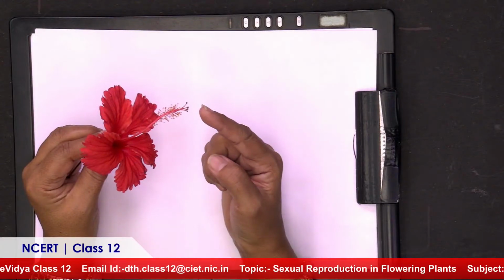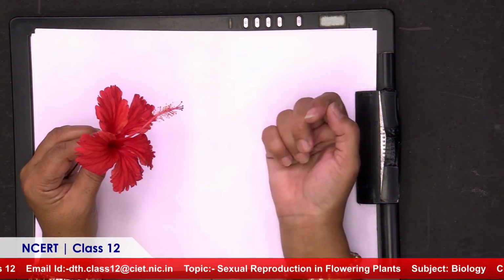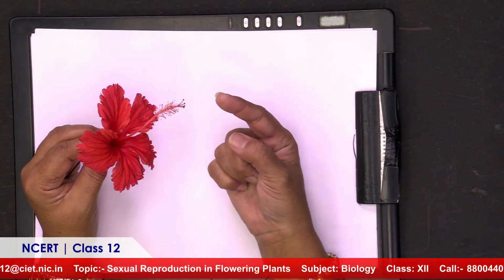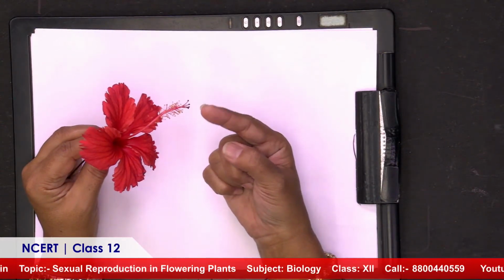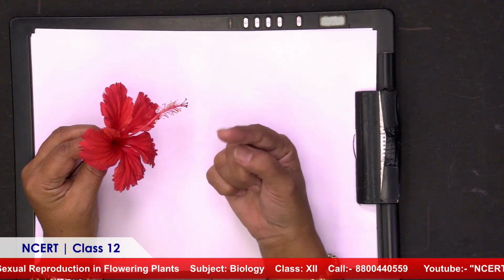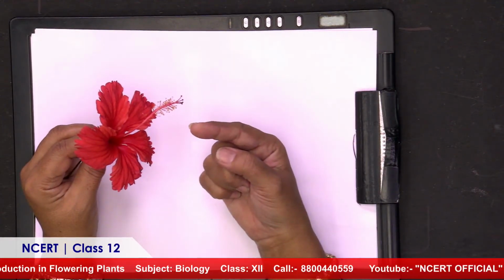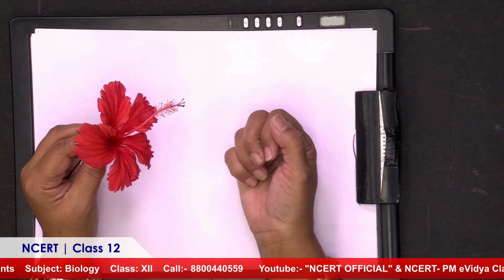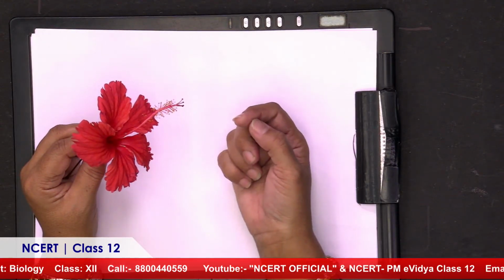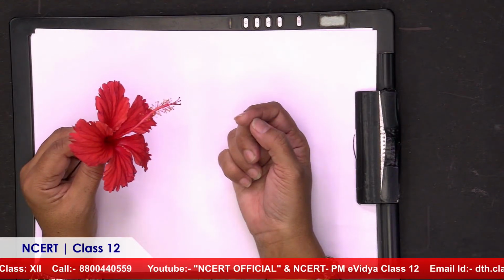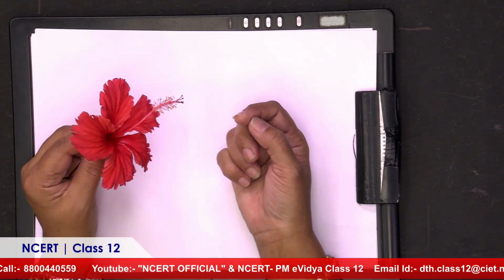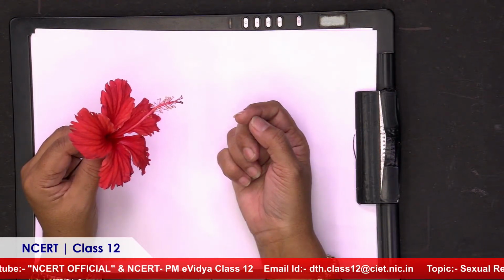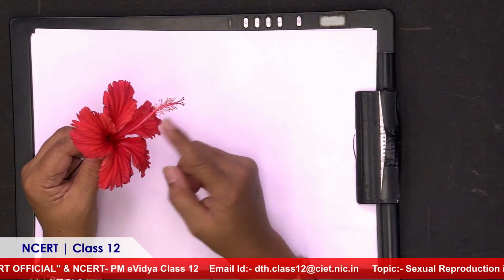Why does it happen? Why is pollen-pistil interaction more important? Because it needs to find out whether the plant is of the same species or the pollen grain is of correct viability. So for this, the pollen-pistil interaction is very, very important, and it is an essential step in fertilization of angiosperms and determines compatibility and incompatibility of pollen and pistil.